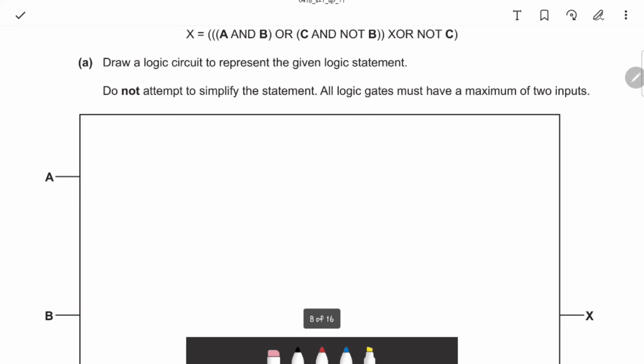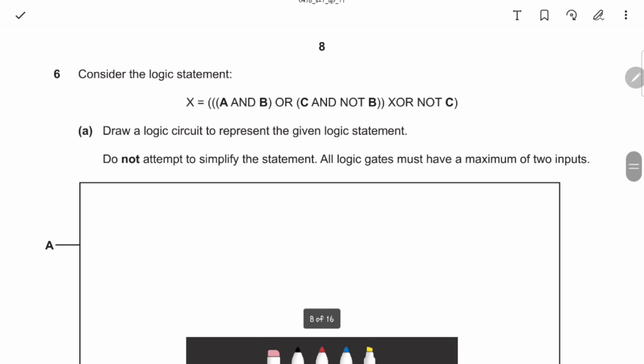So here is a different type of question. Here we're given something called logic statements. Now it's the same idea, just written in word form. Now I'm going to teach you how to approach questions like this. Hopefully after understanding these types of questions, you can do any logic gate question with ease.